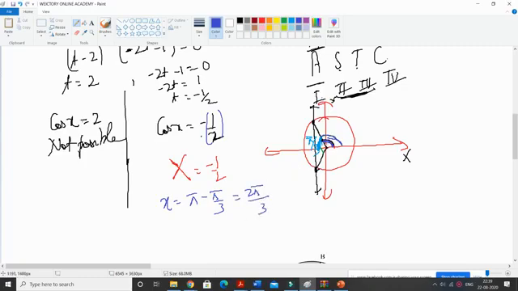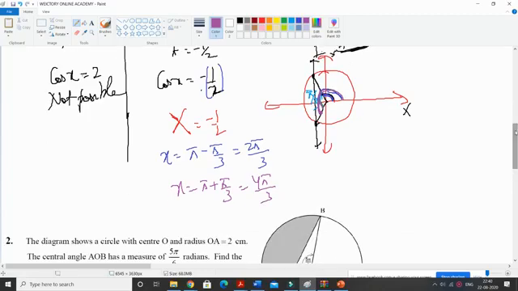That's the first answer. And the next answer we will get if you solve till here. If this is pi over 3, this will be pi over 3 as well, because they are symmetrical. So the next answer will be pi plus pi over 3, which will give you 4 pi over 3. That's the answer.